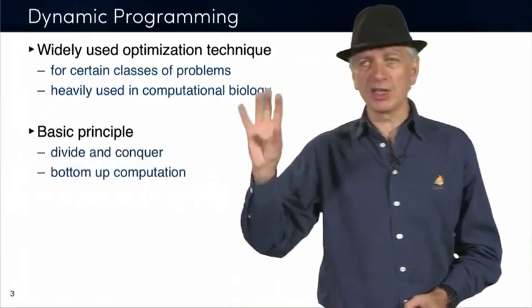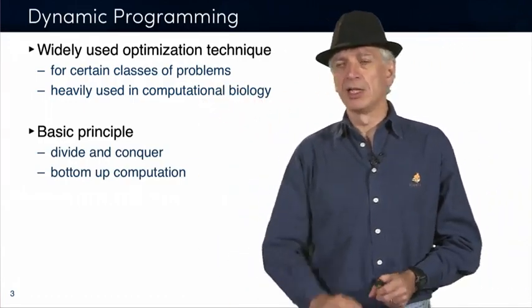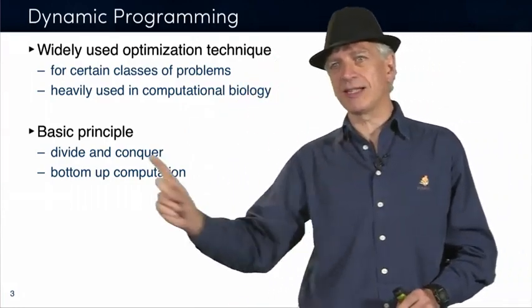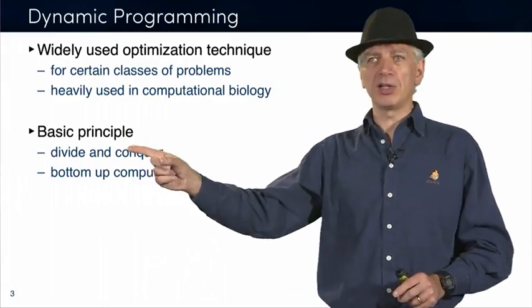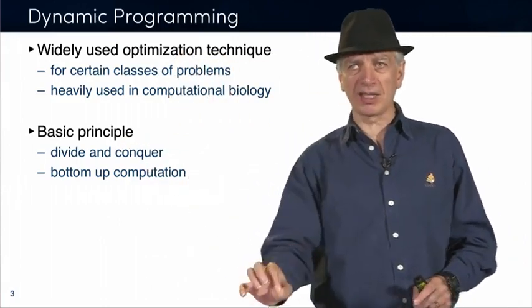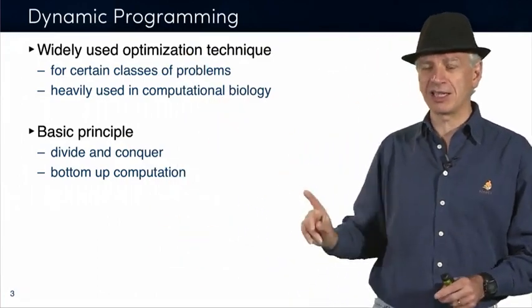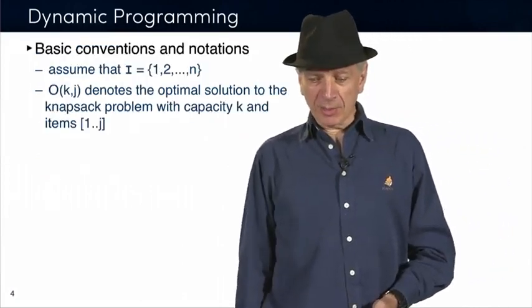The basic principle is very simple. It's a divide and conquer approach. You're going to split the problem into different parts. But the really important thing is that it's a bottom-up computation technique. You can do divide and conquer in a top-down or bottom-up way, and dynamic programming is about bottom-up. We'll see a top-down technique later on, also on the knapsack problem. So let's talk about dynamic programming.